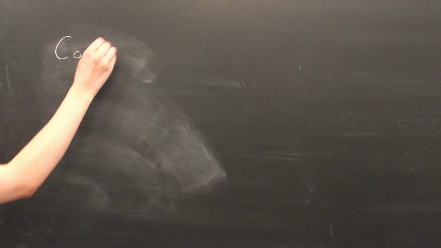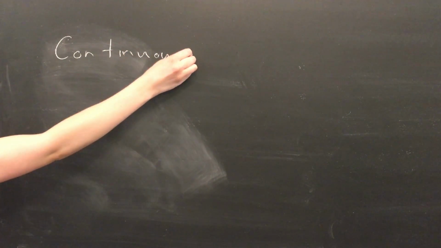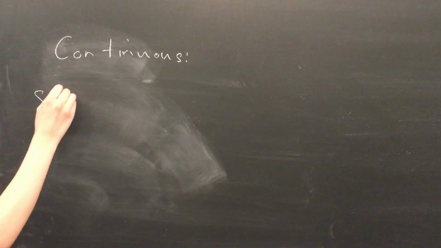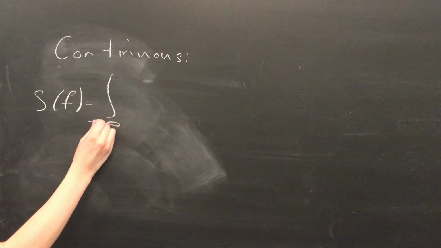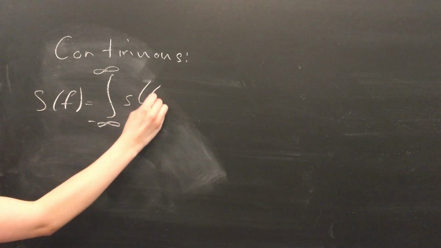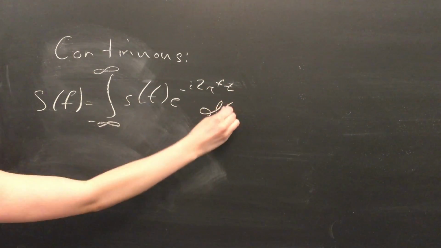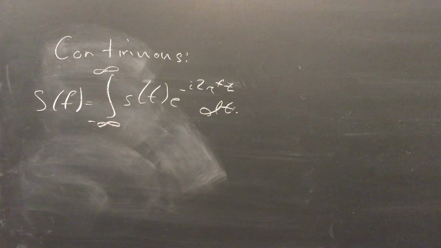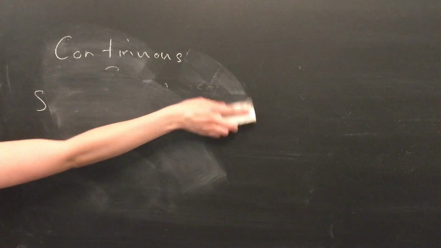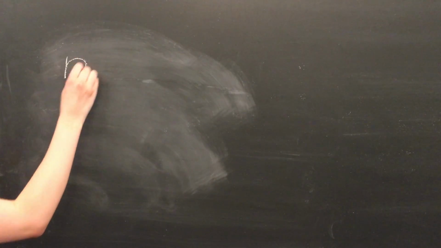In case you're interested in the more technical aspect of the Fourier transform, the continuous Fourier transform is found by using the following formula. Capital S of f, the transform, is equal to the integral from negative infinity to positive infinity of the input function s of t times a complex exponential e to the negative i times 2 pi f t dt. The transform takes a time domain input and returns a frequency domain output.